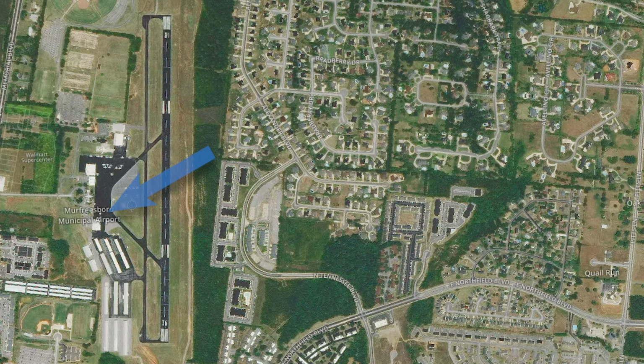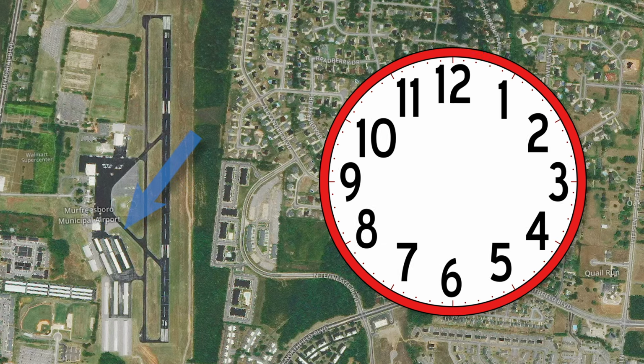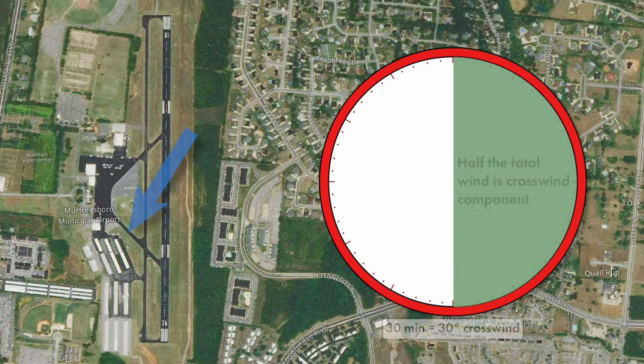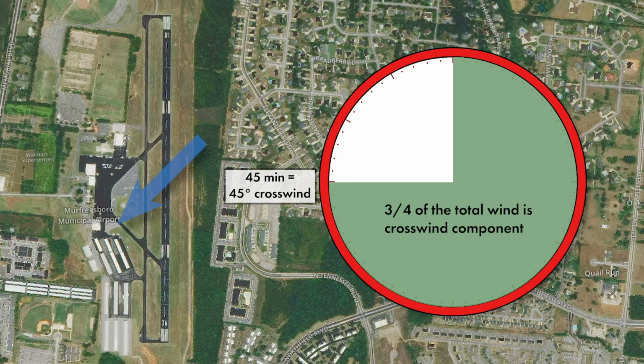You can visualize this on a clock face. 30 minutes is halfway around the clock, and 30 degrees means half the total wind is crosswind. 45 minutes is 3/4 of an hour. A 45-degree crosswind results in a crosswind component that's 3/4 of the total wind.